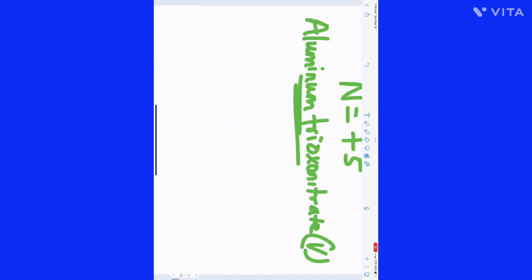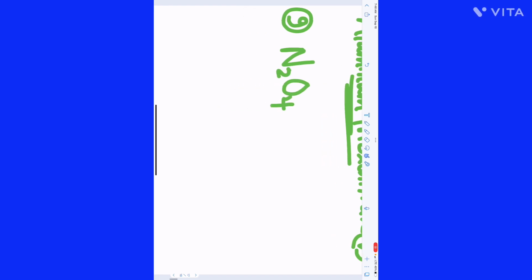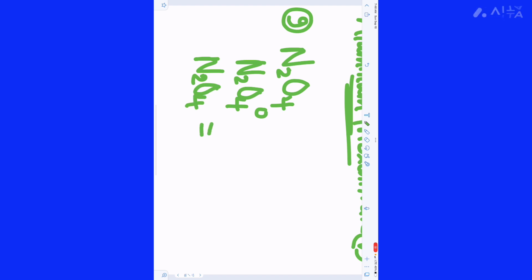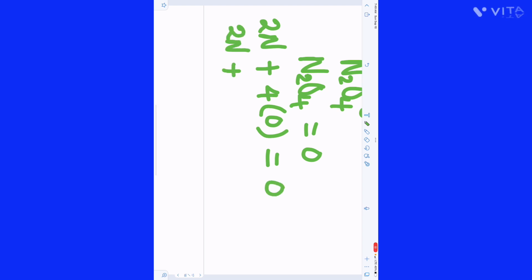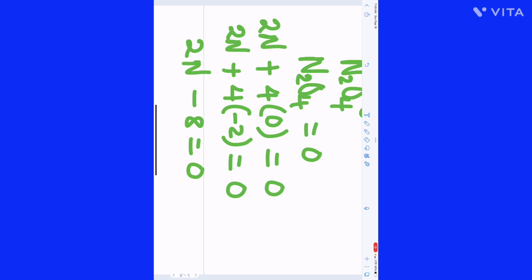Okay, that was F. Let's go to G, N2O4. In N2O4, there's no charge on the molecule, so N2O4 is the same as N2O4 with 0, meaning that the total charge of the molecule is 0. If you add the charge of the 2 nitrogens to the charges of the 4 oxygen atoms, you get a total of 0. So 2N plus 4 times minus 2 is 0.